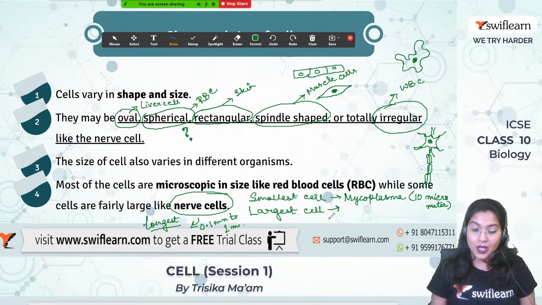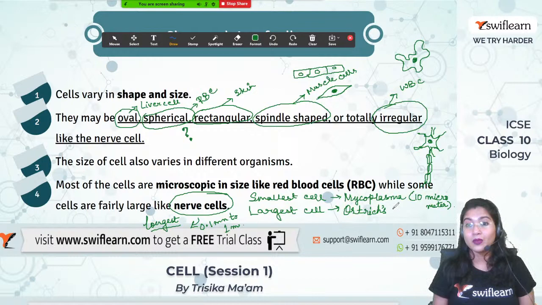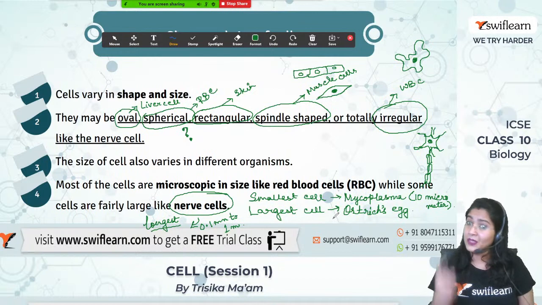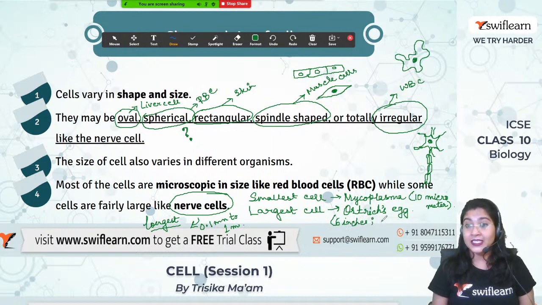Can you now tell me what is the largest cell in the world? We can say that the ostrich's egg is the largest cell in the world. So what can be the length and breadth or the diameter of this cell? Do you have any idea? Please note it down that its length can be as long as 6 inches, and its diameter can be as long as 5 inches. Or if you want to say it in millimeters, it will be like 150 millimeters.